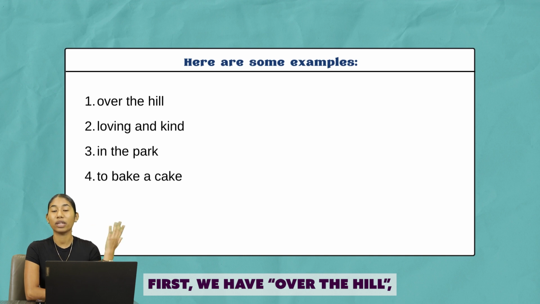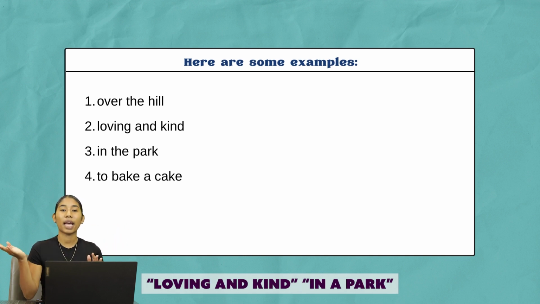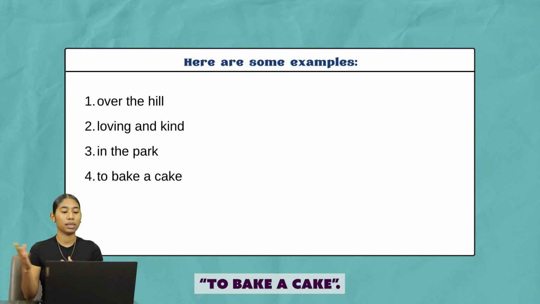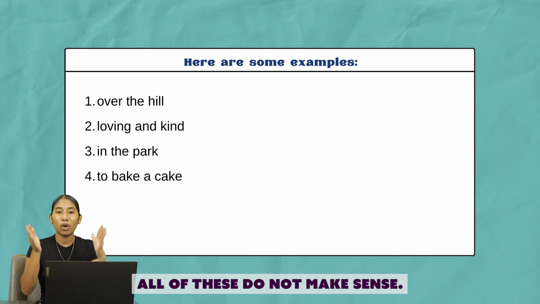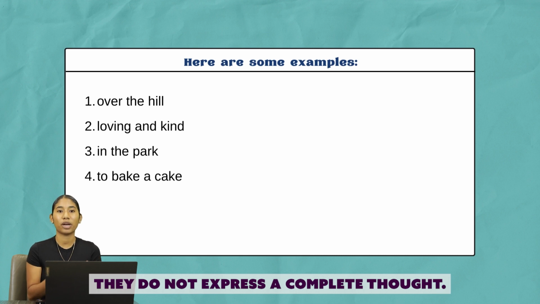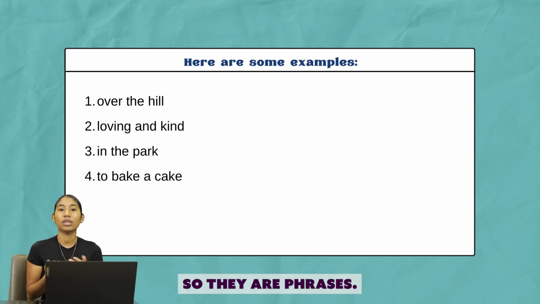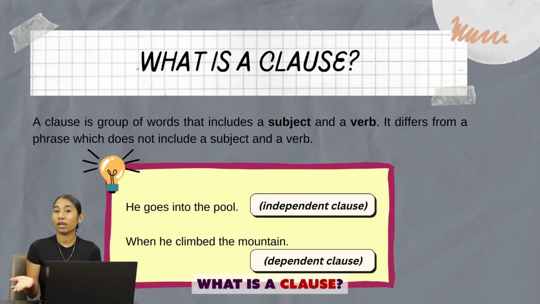First, we have: over the hill, loving and kind, in a park, to bake a cake. All of these do not make sense. They do not express a complete thought. So, they are phrases. What is a clause?